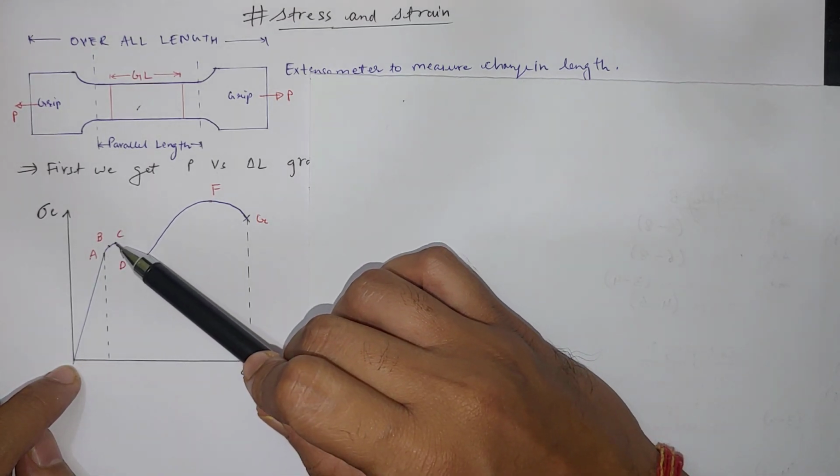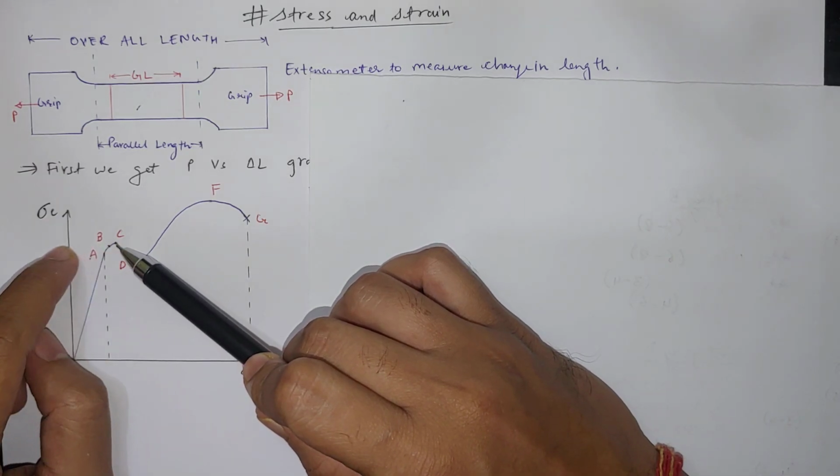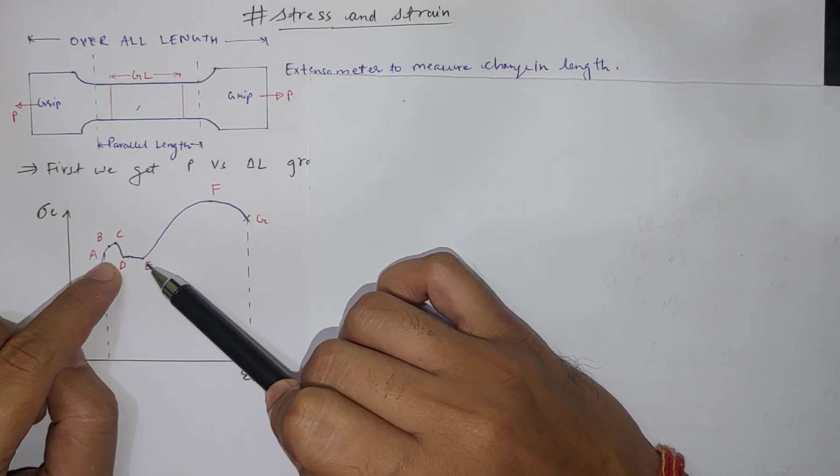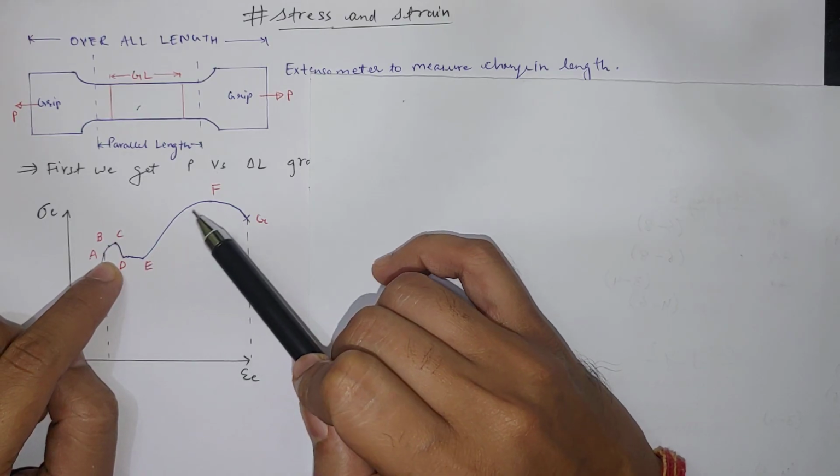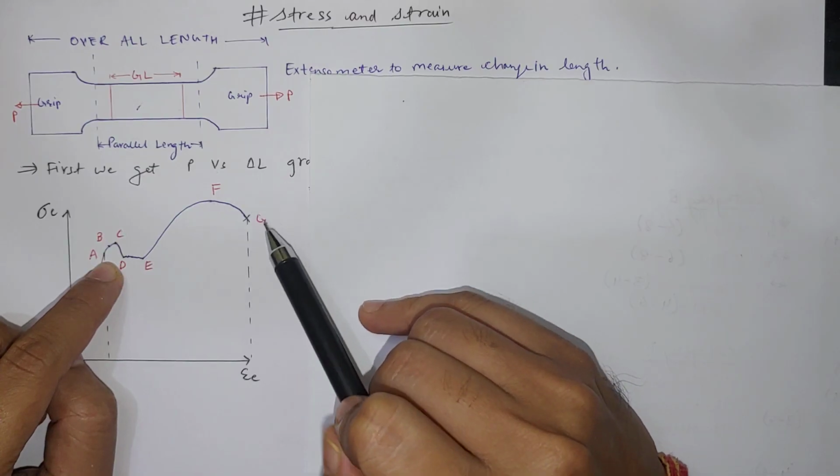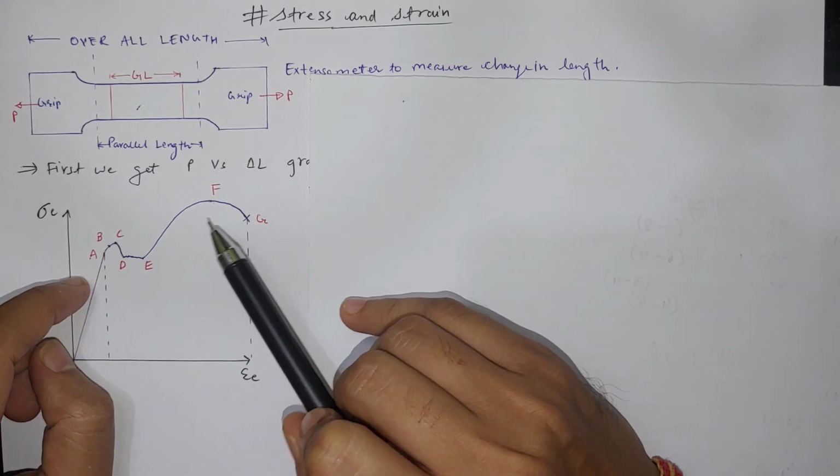Point C is called the upper yield point, where the yield strength is the upper yield strength. D and E points are the lower yield strength, and point F is the ultimate tensile strength, and point G is where finally fracture occurs.